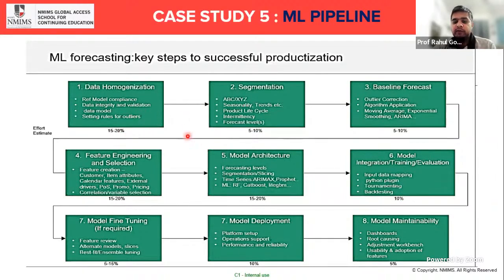So if you will see, almost 20% of the time is going into feature engineering, 20% of time is going into building model, right? Then 15% of time in model fine tuning. So all of these are important activities, right? Data is taking about 20% of the effort, right? So the demand forecasting can become as complex as this, and everything requires analysis.